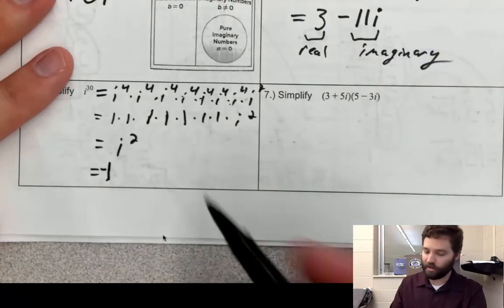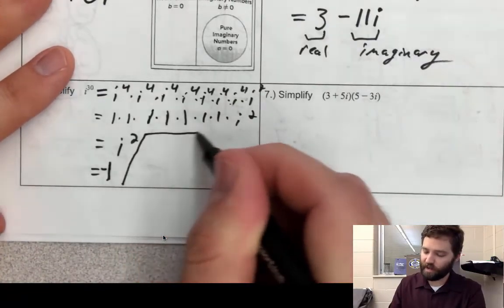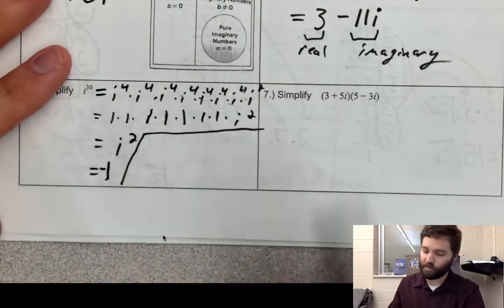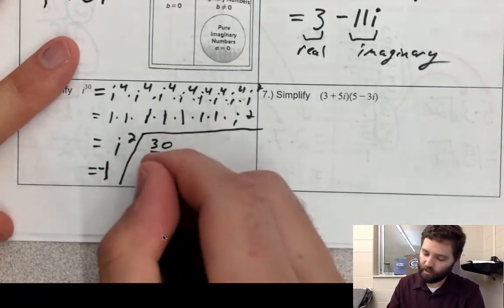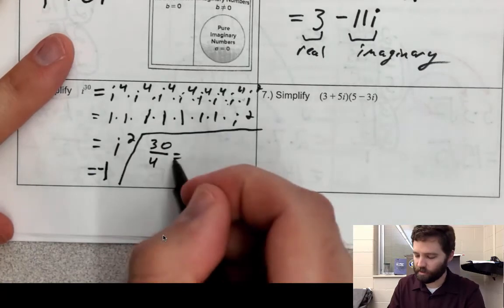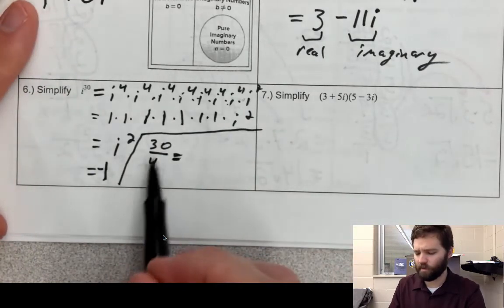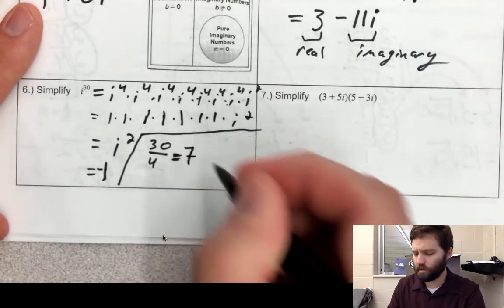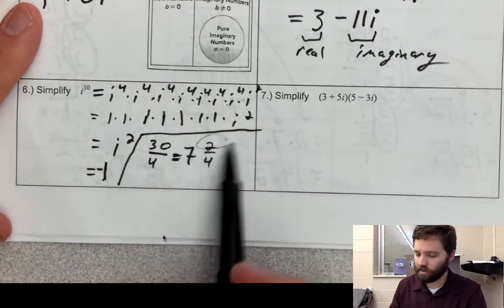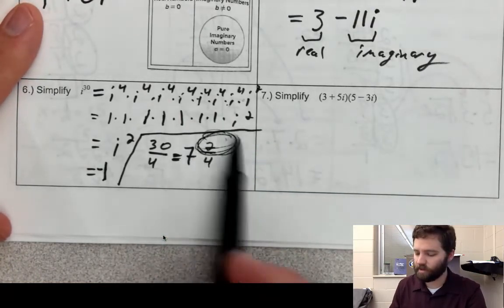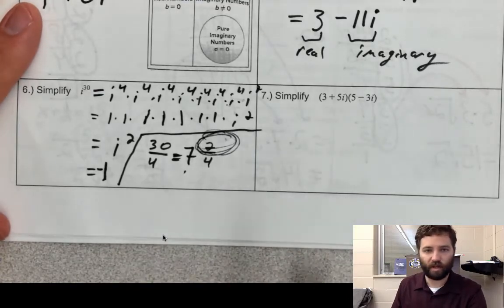Now, that's one way you can do it. And I've had students that do that even if it's I to the 100. They'll just write out I to the 4th a bunch of times. But the other option is you take 30, divide that by 4, and you see what your remainder is. So 30 divided by 4 would be 7 and 2/4. Well, that 2 there, that's your remainder. That's how many i's would be left over after you take out 7 groups of I to the 4th.